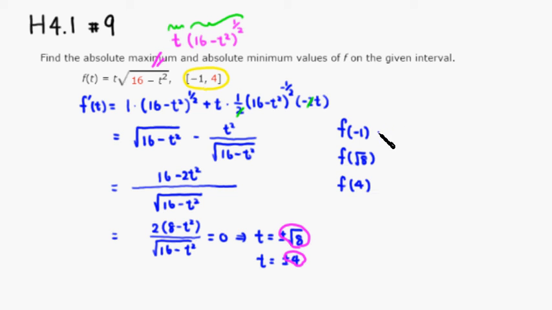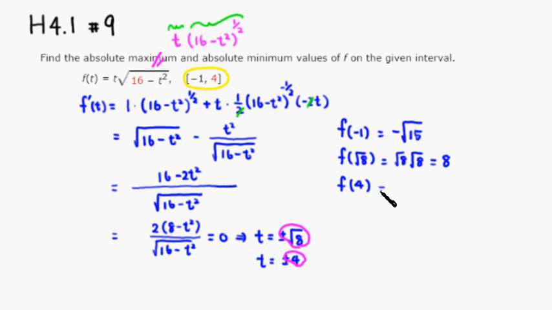Alright, so let's compute that. In the original function, t is -1, so it's going to be negative square root of 16 minus 1 squared, which is 15. So negative square root of 15. If you put in square root of 8, that's t, and then you have a square root of 16 minus square root of 8 squared, so 16 minus 8. So you have another square root of 8. So that's going to be 8.